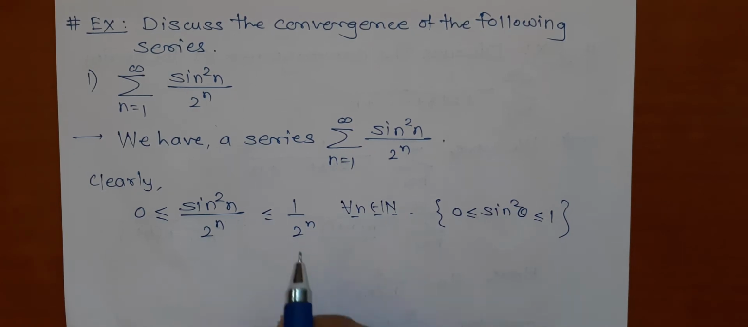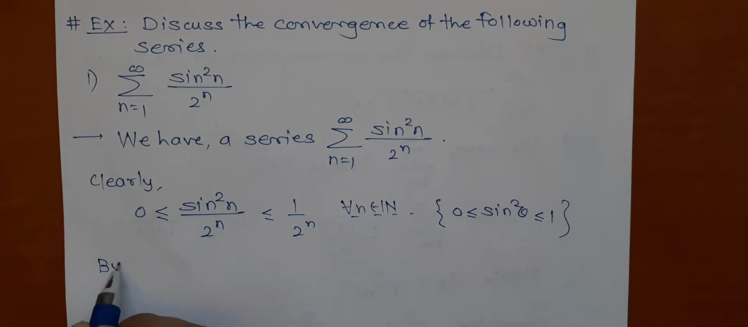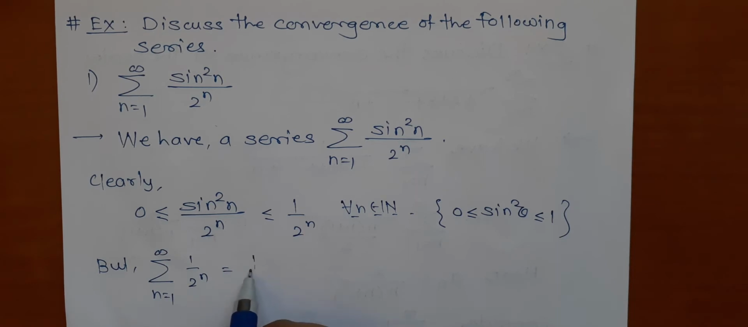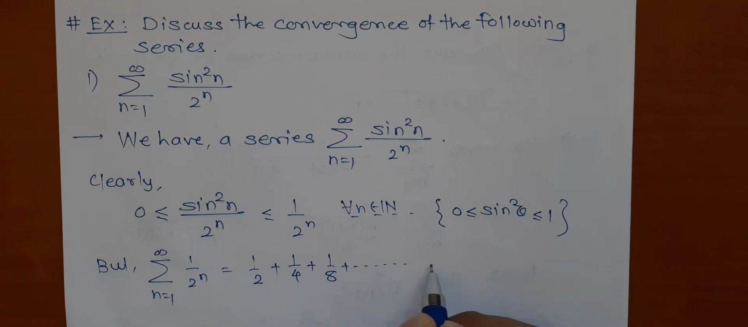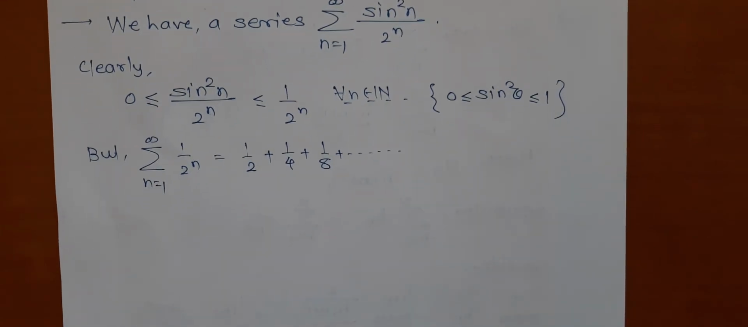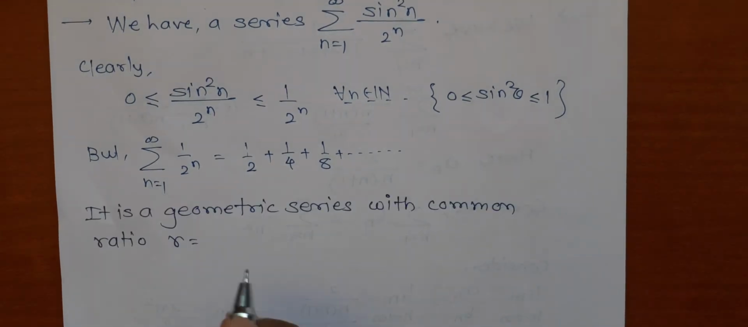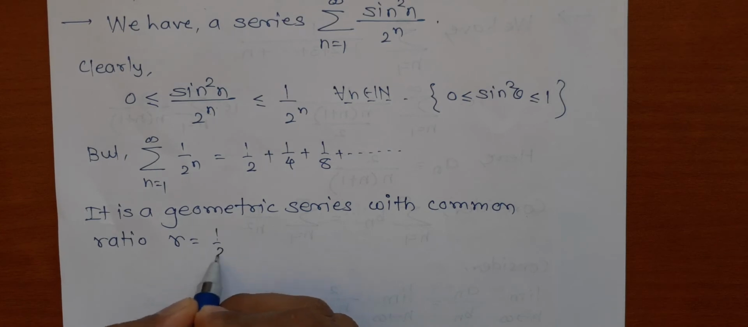Now let us focus on the series summation 1 upon 2 raised to n, running from 1 to infinity. Tell me, if you expand this series, what will you have? If you put 1, you have 1 by 2. If you put 2, 1 by 4. If you put 3, 1 by 8. In this way you will have a series. So actually it is a geometric series, with common ratio 1 by 2.